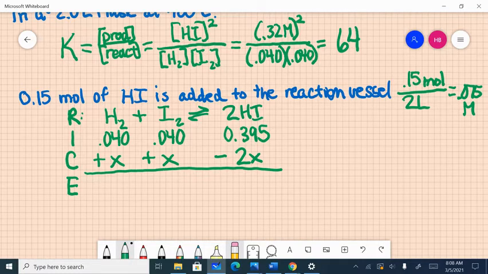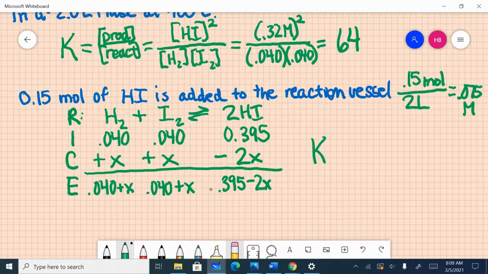So the equilibrium concentration of these guys are going to be the same because every time you produce a molecule of H2, you'll also produce a molecule of I2. And this is 0.395 minus 2x. So now I'm going to plug it into my K expression. My K expression is HI squared over H2 I2, like such.